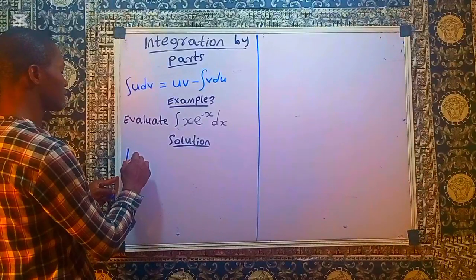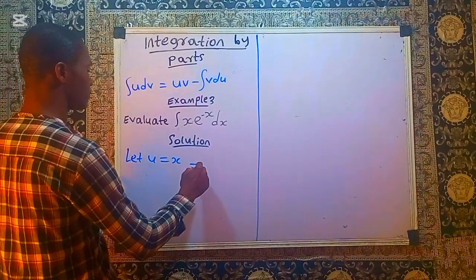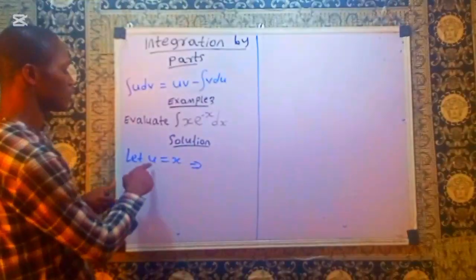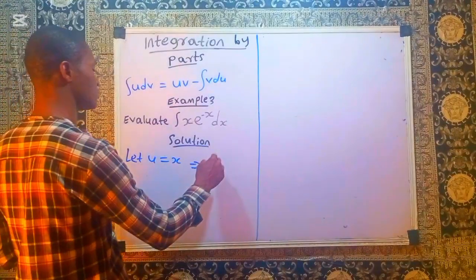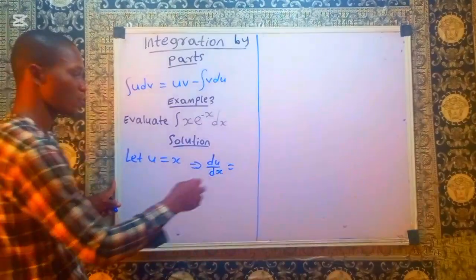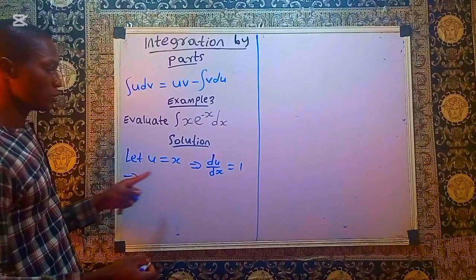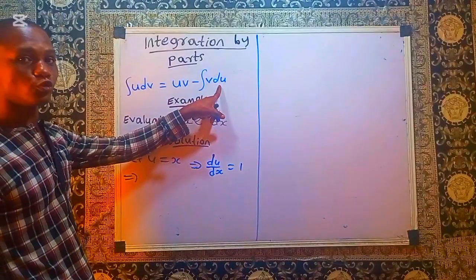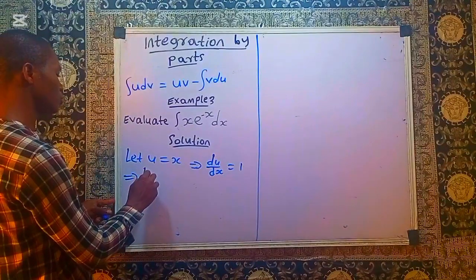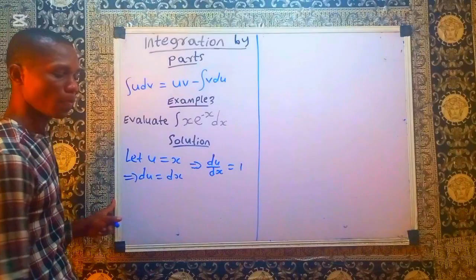So I'm going to say let u be equal to x, and this implies I will differentiate this u with respect to x, because the one you call u is the one you differentiate. So du dx, if you differentiate x, you get 1. And this simply implies that, because in our formula we have du, we need to make du the subject, so that du will be equal to dx multiplied by 1, which gives dx.